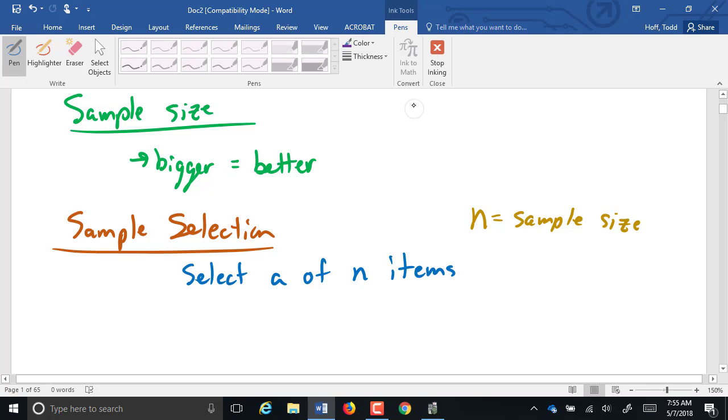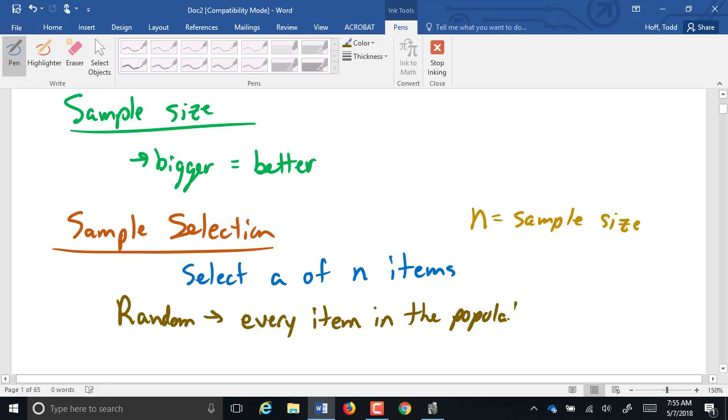To select the sample, it is very important that the sample is random. So what is our technical definition of random? Random means every item in the population has equal chance of being selected.